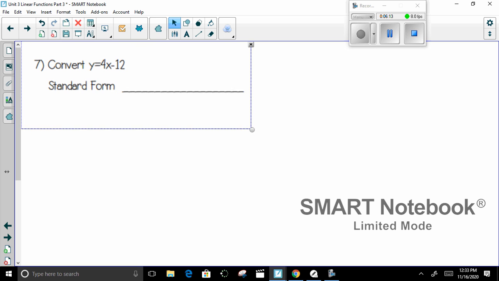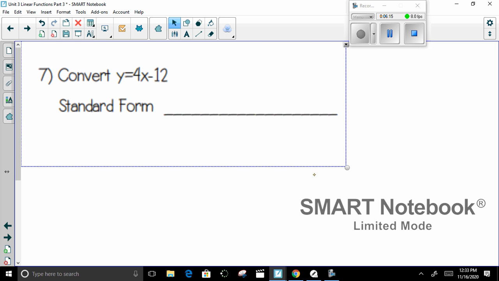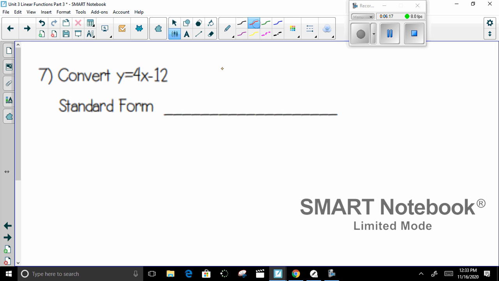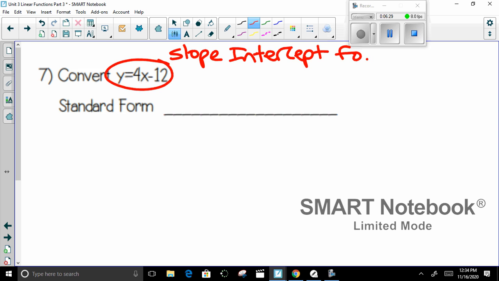Number 7 says convert that to standard form. Now, what form is this in right now? Very good. That is in slope-intercept form. And always make sure you know what form it is, and what form you want to go to. I want to go to standard form, which is ax plus by equals c. Remember, x and y are together on one side, no fractions, no decimals, and a, the coefficient in front of x, needs to be positive.